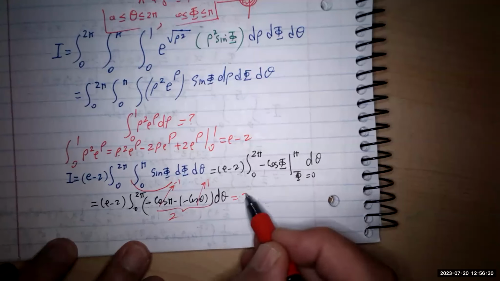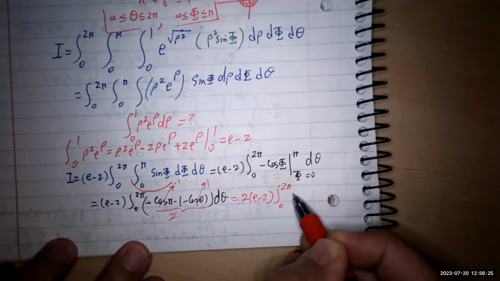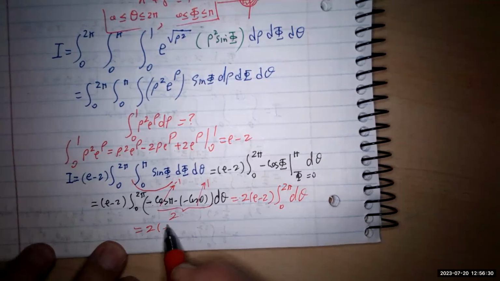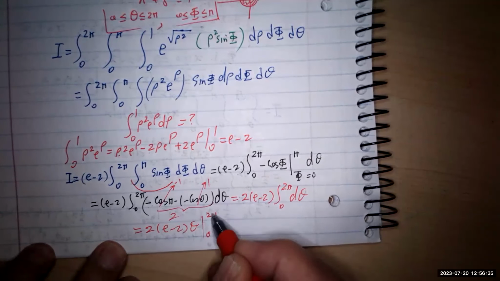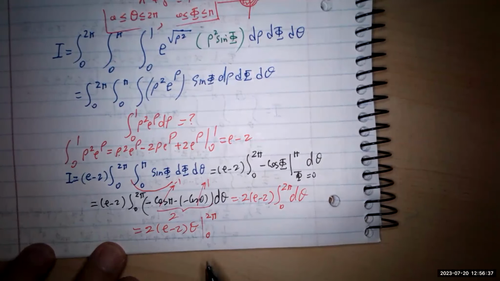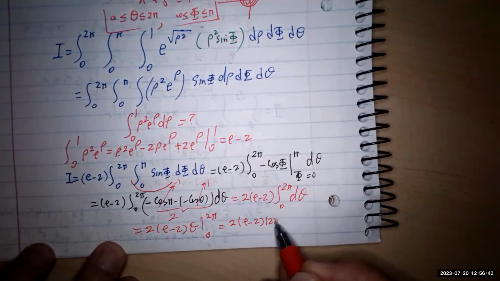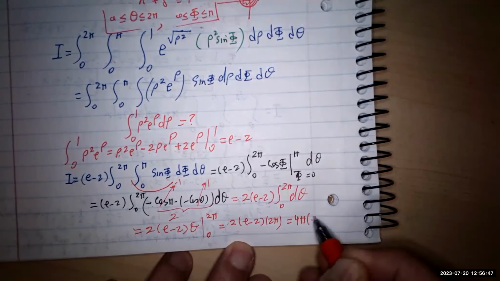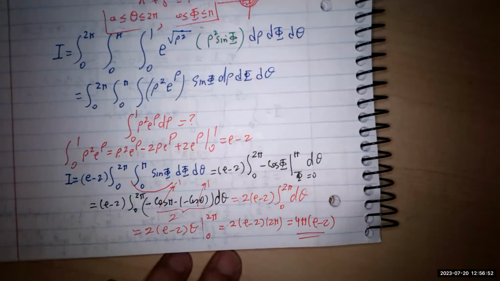So we can put it out. It's going to be 2 times e minus 2 integral from 0 to 2 pi d theta. So that gives us theta. It's going to be 2 times e minus 2 theta between 0 and 2 pi. And if you substitute, it's going to be 2 times e minus 2 times 2 pi. So the final answer is 4 pi times e minus 2. So that gives you the final answer. Okay, so that was polar coordinate one.